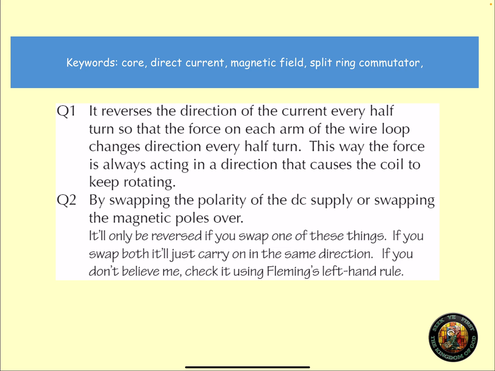Number one, it reverses the direction of the current every half turn, so that the force on each arm of the wire loop changes direction every half turn. This way, the force is always acting in a direction that causes the coil to keep rotating. And number two, by swapping the polarity of the direct current supply or swapping the magnetic poles over.